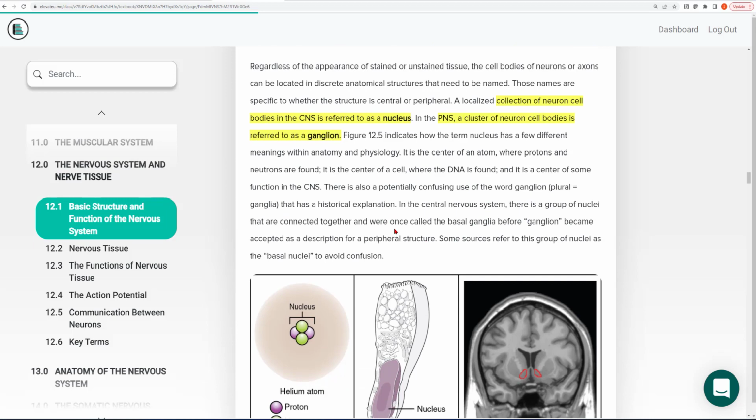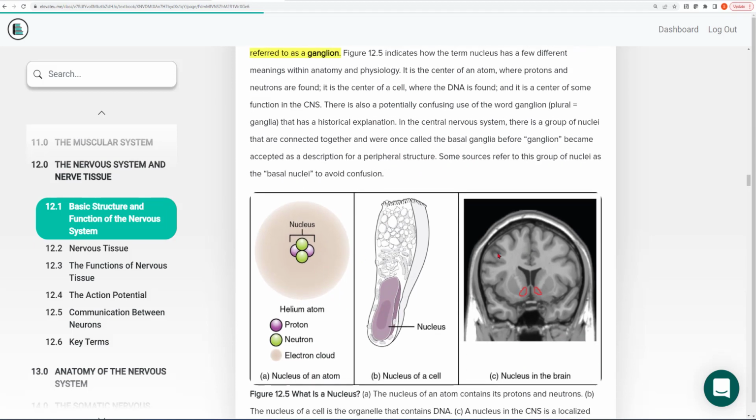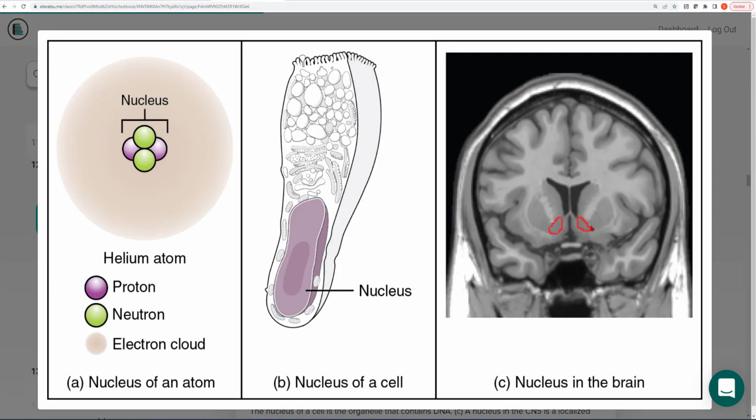This confusion is described and drawn out here for you. Again, a nucleus in an atom, a nucleus in a cell. But what we're referring to now is a group of cell bodies in the brain. Take a look at this picture. Let me blow it up a little bit. This is circling an area of gray matter. Remember, gray matter is going to be cell bodies. So wherever you see all this gray matter inside the brain, that can also be referred to as a nucleus, a group of cell bodies. And cell bodies, I'll keep saying it, are gray in color.